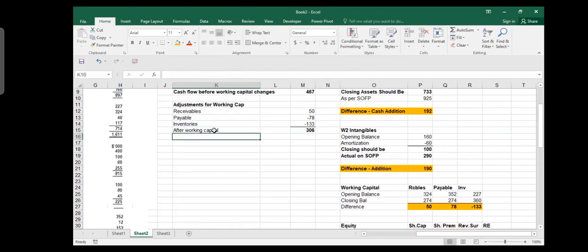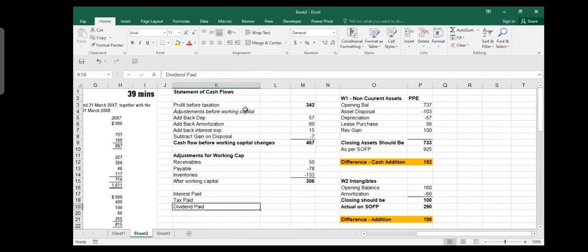Then you should do three transactions. I told you that three sections now you will make. You should say interest paid, tax paid, and dividend paid. Please do not be confused. I'm teaching you from the BPP book. In the BPP book, they do not show dividend paid here. Like if you see Kaplan, in Kaplan, interest paid, tax paid, dividend paid, all three come under operating activities. This is my cash flow from operating activities, you know.